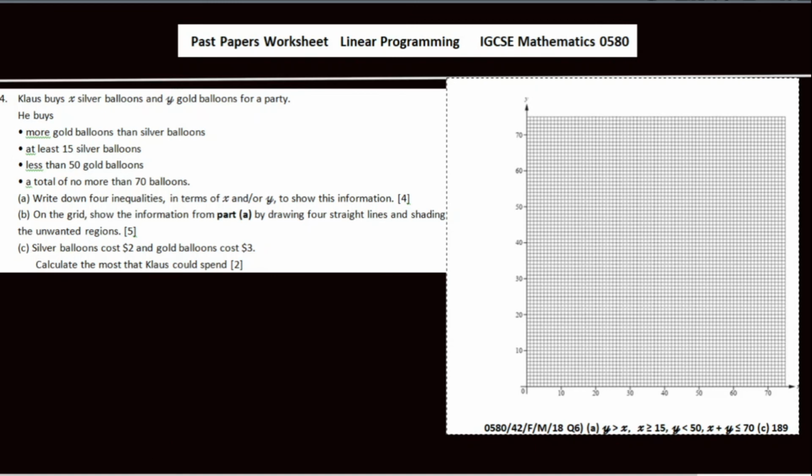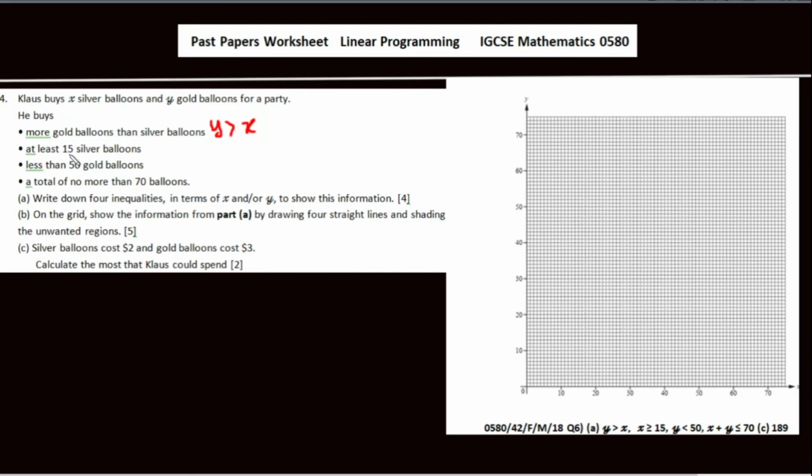Okay, so in this question, it says that Klaus buys X silver balloons and Y golden balloons for a party. He buys more gold balloons than silver balloons. So gold balloons is represented by Y. So we say Y is greater than X, because more gold balloons than silver. So Y is greater than X.